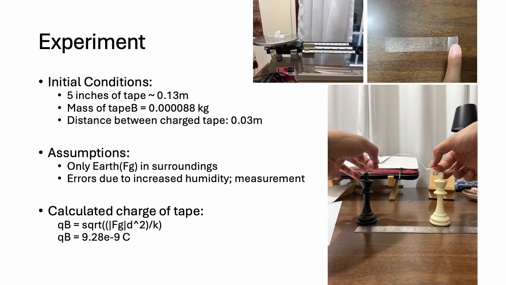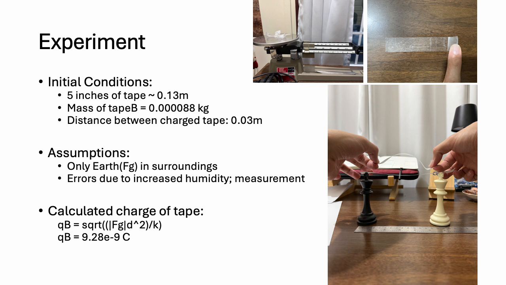For this, we had to assume that Earth was the only thing in the surroundings. We're not accounting for air resistance, and there are errors in this, as the tape lost excess charge due to increased humidity, and the measurements were a little bit inaccurate because the ruler wanted to attract the tape as well, so it was a little bit difficult to get an exact measurement.